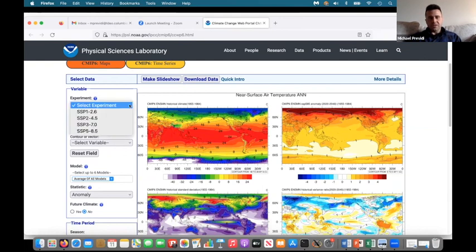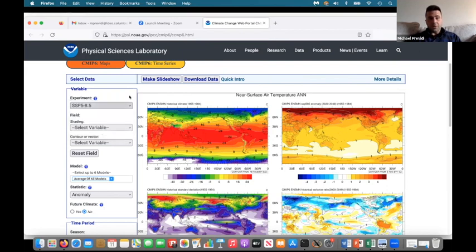So first of all, experiments. These are various greenhouse gas emission scenarios for the future, for the 21st century. They go from kind of a climate change mitigation scenario, a scenario that assumes that greenhouse gas emissions peak over the next few decades and then start to decline for the rest of the century, to SSP5 8.5, which is what we'll use for this exercise. And that's, again, kind of a business as usual greenhouse gas emission scenario where we just continue to increase greenhouse gases into the atmosphere as we have been. So let's select that.